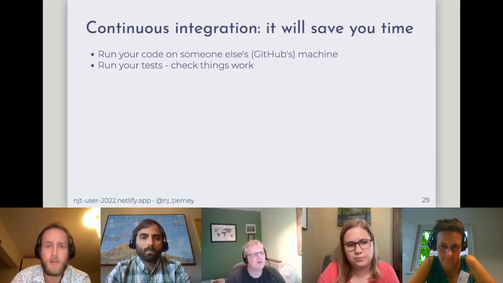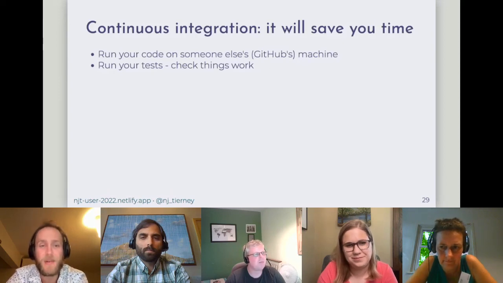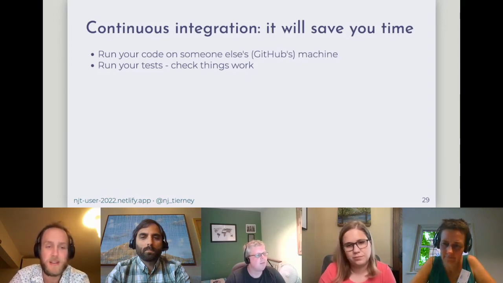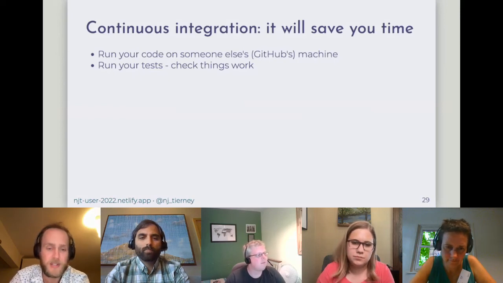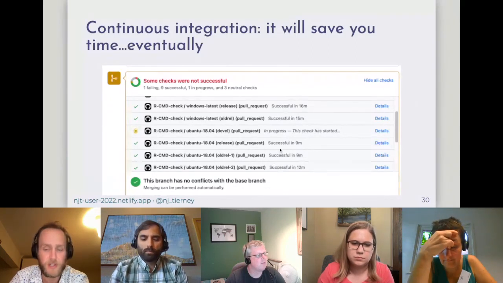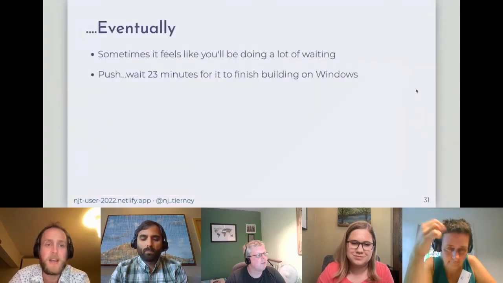Cool. Brief rant about continuous integration. So continuous integration means that you can run your code on someone else's machine, in this case, GitHub, and you can run your tests and check that things work. And this is in theory a great thing. And it is. It's just that sometimes you spend a long time waiting where you have all these green ticks, and these have all run in less than 10 or 16 minutes, and then you wait for the Ubuntu build to finish, and it takes 24 minutes.